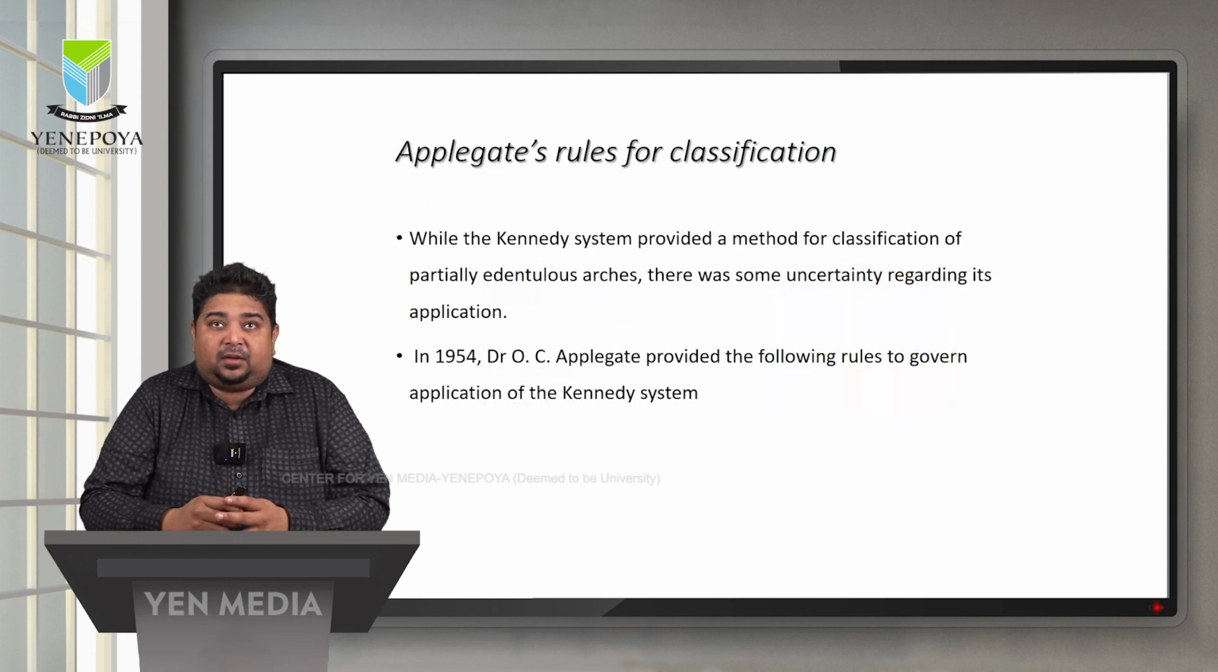Now Applegate made certain specific rules for this classification. While the Kennedy system provided a method for classification of partially edentulous arches, there was some uncertainty regarding its application. So in 1954, Dr. O.C. Applegate provided the following rules to govern the application of the Kennedy system.